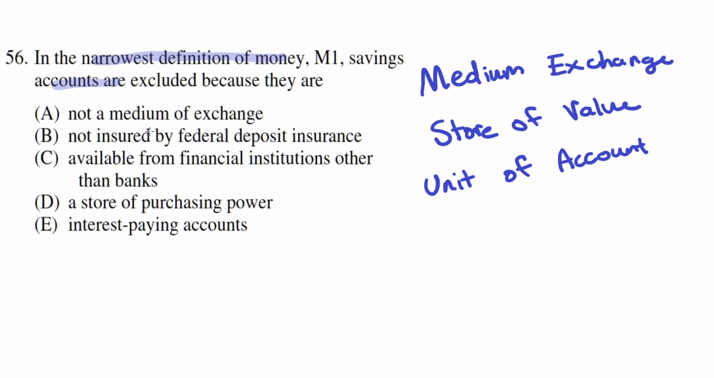So, option choice A says they are not a medium of exchange. This seems to be the correct answer because savings accounts are not a medium of exchange, meaning that they cannot be used in exchange for goods or services. So A seems to be the correct answer.